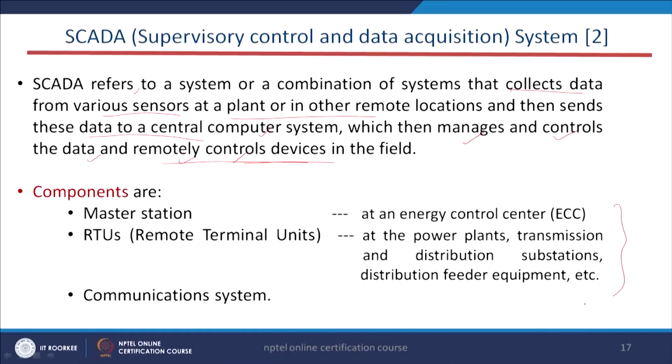Now there are three major components present inside the SCADA system. The first one is the master station, the second one is the RTUs, where RTU stands for remote terminal unit, and the third one is the communication system. The master station is basically the energy control center. And what is the function of this RTU?